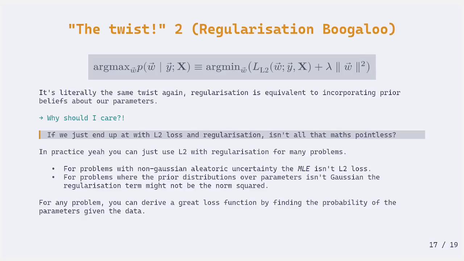But if the aleatoric uncertainty isn't Gaussian, then the maximum likelihood isn't going to be L2 loss. And if the prior distribution over parameters isn't Gaussian, then your regularization term might not end up being the norm squared. But for any problem, even really weird alien problems where you can't figure out what would be a good loss function, you can do this. You can have a look at the probability, take a Bayesian perspective, and derive a really good loss function by finding the posterior.